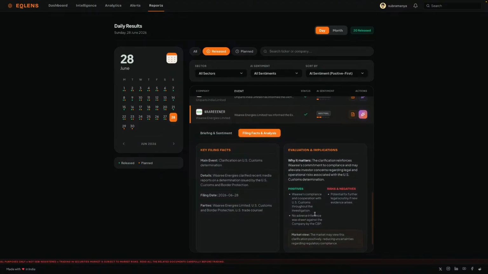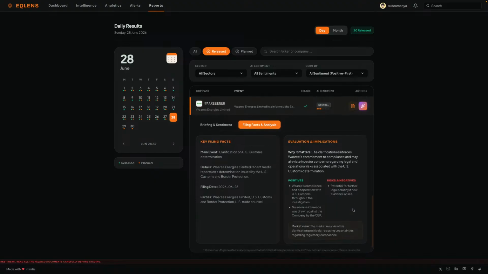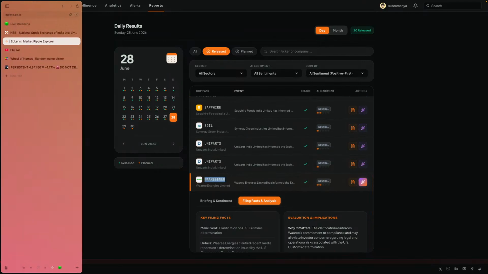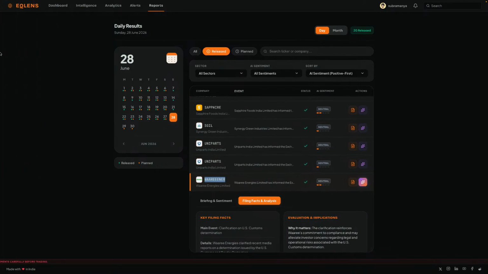Throughout the investigation, Wari showed compliance and cooperation with US Customs, and no adverse inference was drawn against the company by CBP. There is potential for further legal scrutiny if any evidence arises. Okay, right. Let's check what is happening with the Wari Energy stock.